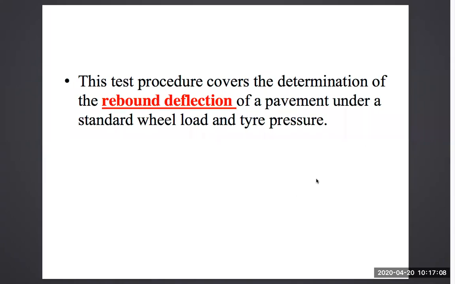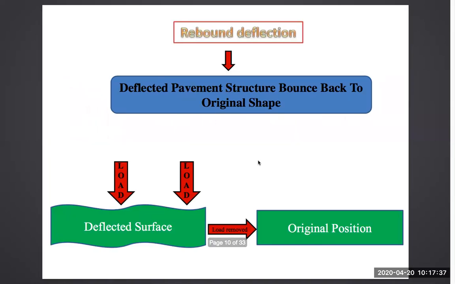The whole aim of this test is to find out the rebound deflection. As I told you, you apply a certain static load on the pavement, and you remove that load, and there is some rebound. It regains back. That is known as rebound deflection for a standard wheel load and tire pressure. Those two things should be taken care of. You apply the load on the pavement, it deflects, and when you remove it, it regains its original position.